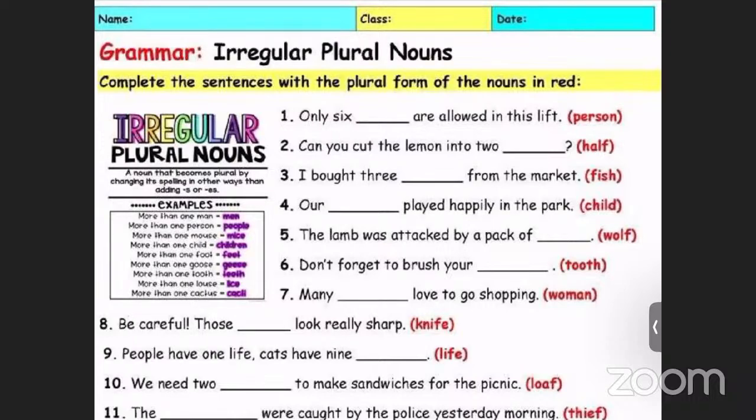Okay, how many of you finished writing the sentences? Let's try to work a few of them right now. Who is ready to answer me the first sentence? Who can read me the first sentence? Unmute yourself and read. Only six people are allowed in this lift. Thank you. Only 6 people are allowed in this lift.